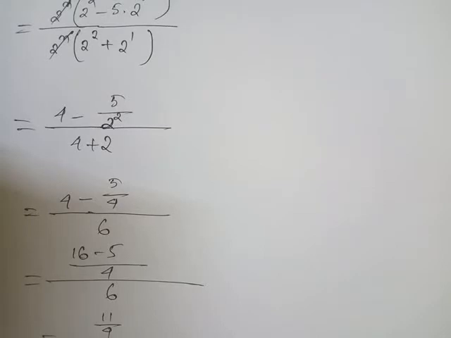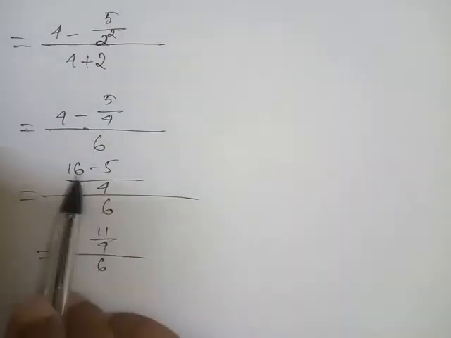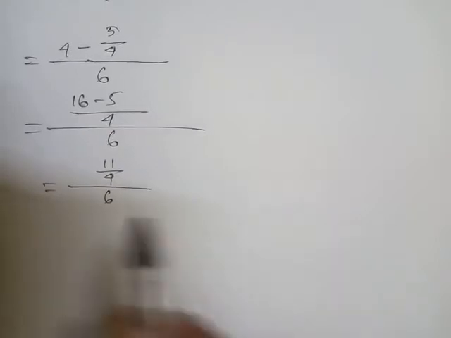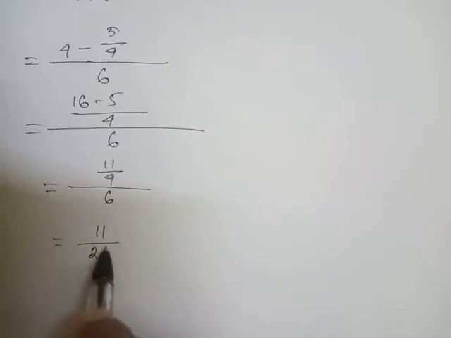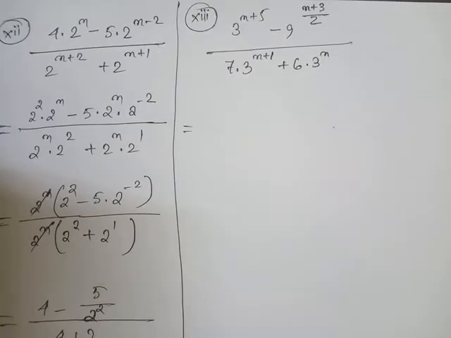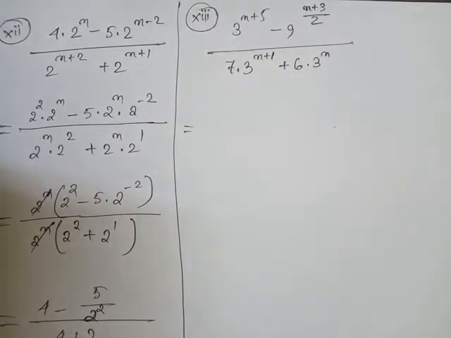Now this 4 will come down here, 11 by 4 by 6, 16 minus 5 is 11. Now this 4 will come down here, so we multiply with 6, so this could be 24. This is the answer of question number 7 Roman 12. Now student, look that number 13, this is the question.